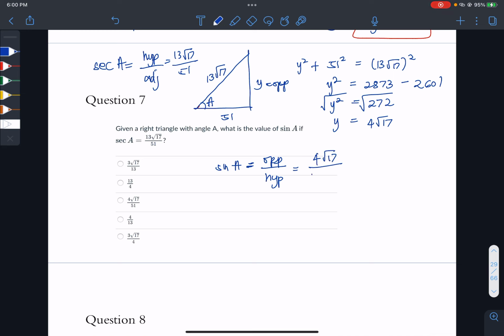Our hypotenuse is 13 over square root of 17. So cancel that, 4 over 13. So that is how to get it, no? When they are like this, you need to complete the right triangle first, and then afterwards, using the Pythagorean theorem, you can get the unknown sides. And then get their trig relation.